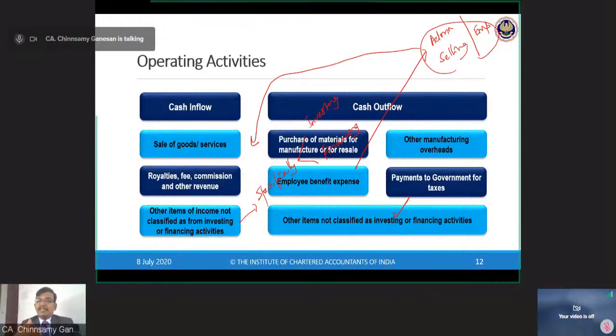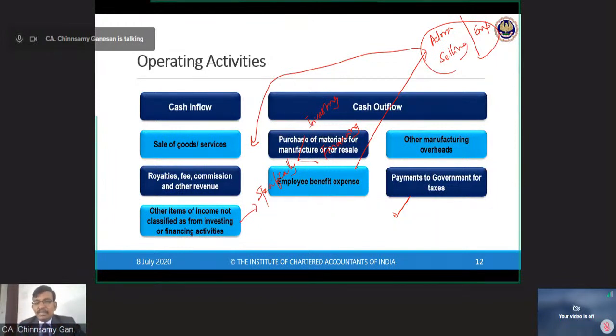But having said that, I'm not able to guess what type of examiner sets the question paper. If he is going into that, have the simple principle. If this is a business, this is a core activity. If it is a core activity, any income relating to core activity is my operating activity. Any expenditure relating to core activity is my cash outflow on core activity. Simple concept I have to have. Another point before that, I have to talk about taxes paid.